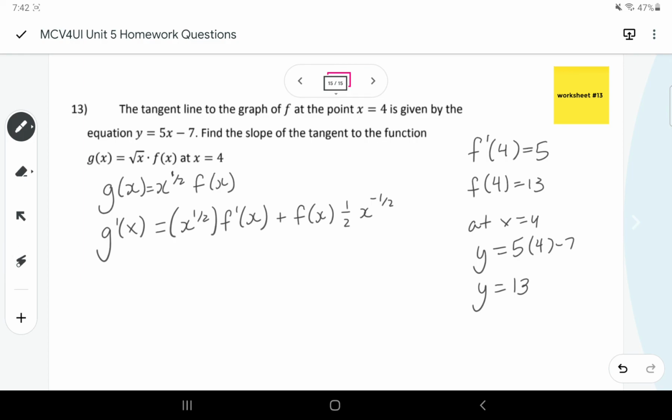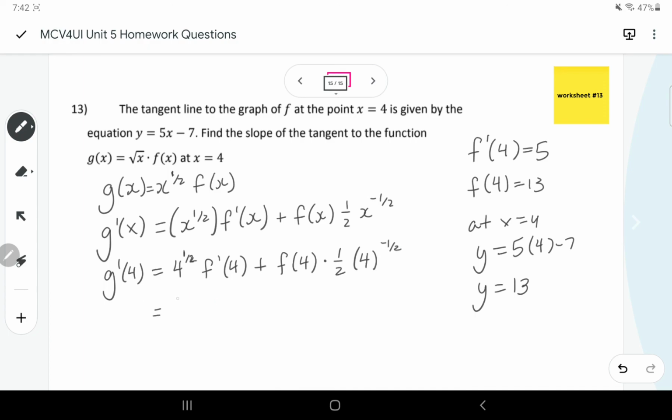So here we could simplify for sure, but we're just asked to find the slope of the tangent, so we want to know what's g prime at 4. Since I'm just subbing in here, I wouldn't simplify, but I definitely would normally factor out that x to the negative 1/2. So here we get 4 to the exponent 1/2 times f prime at 4 plus f at 4 times 1/2 times 4 to the negative 1/2.